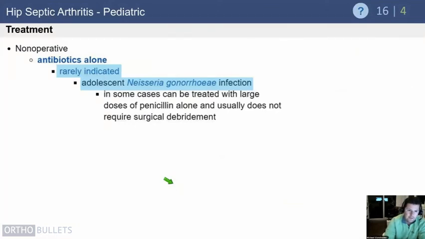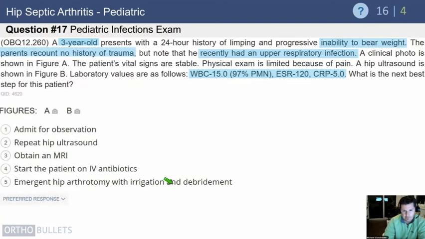diagnosis. Non-operative treatment is rarely indicated, but again, the key concept to understand is that if you have a Neisseria infection, this is the one instance that you can treat it with antibiotics alone and try to avoid surgery. And again, this is a testable type question. As far as how often I see it in practice, it's probably a little bit less.